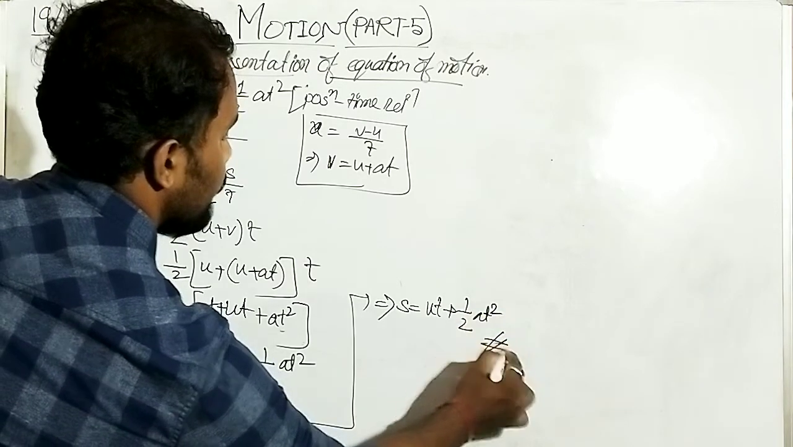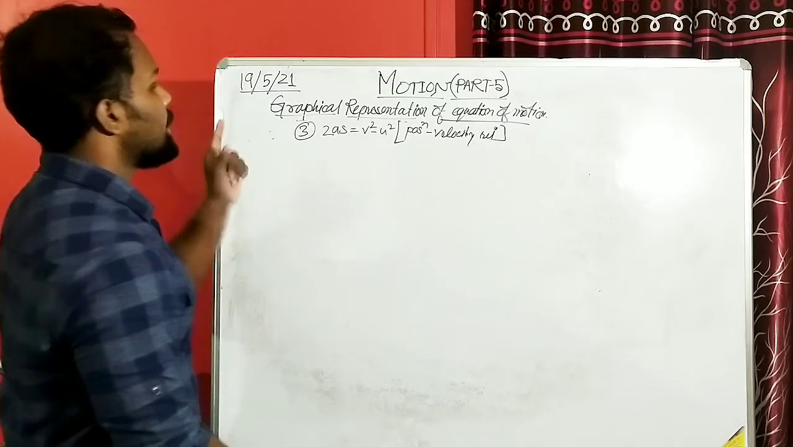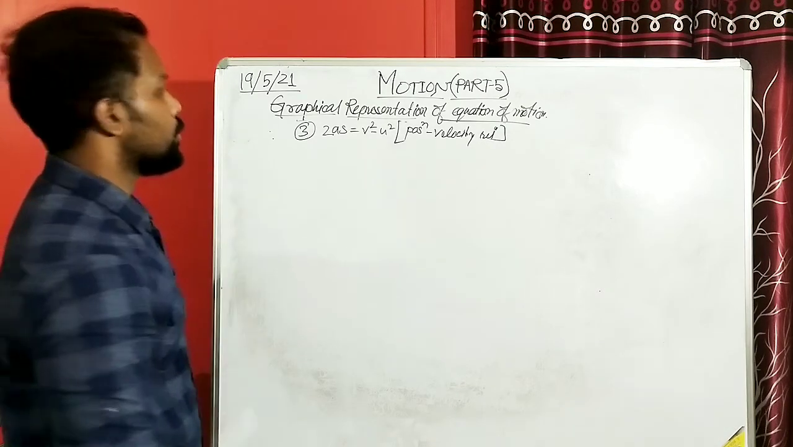Quite simple. Okay. This is the thing that we actually got. You just pause the video and write it down. Okay. Our next relation is going to be 2as equal to v square minus u square. This is nothing but the position velocity relation.